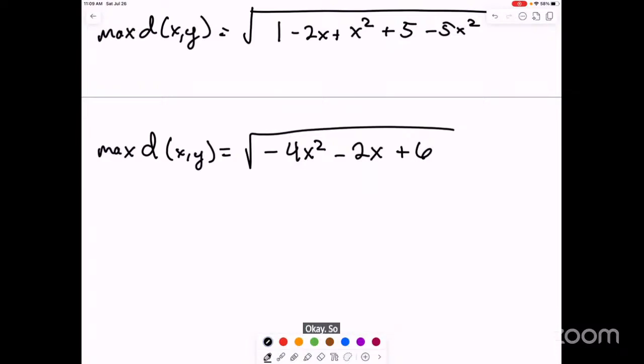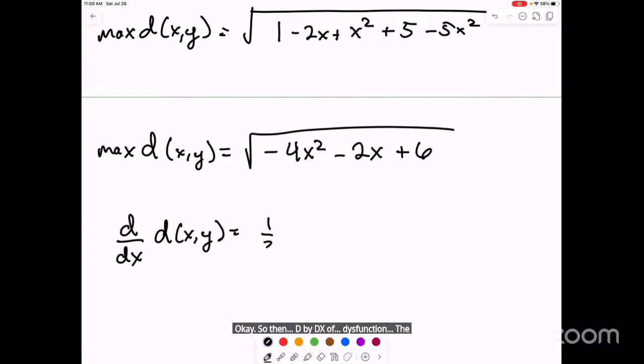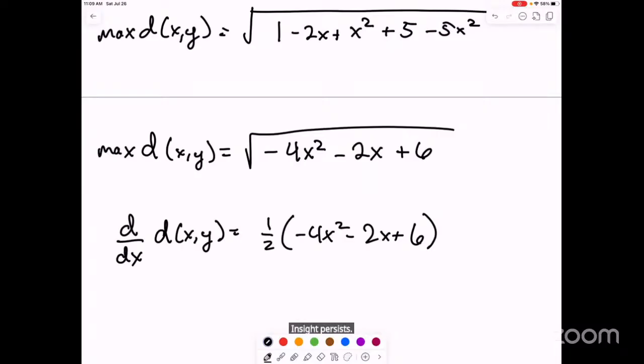So then d by dx of this function: the 1/2 comes down, the inside persists, that's going to be to the power of a negative 1/2 times the derivative of the inside function, negative 8x minus 2.